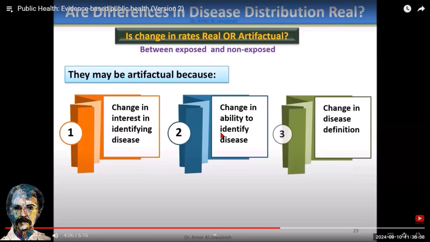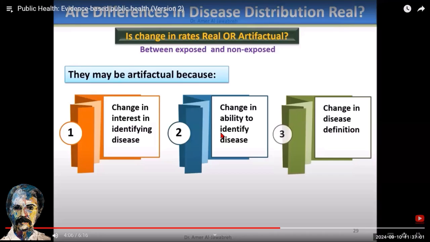Okay, so sometimes the disease definition changes by the run of time, or even within the same country because of differences in associations or leagues or unions taking care of this disease. Okay, so these three have to be met in order to identify if the change in the rate or the distribution is real or fake, artifactual.